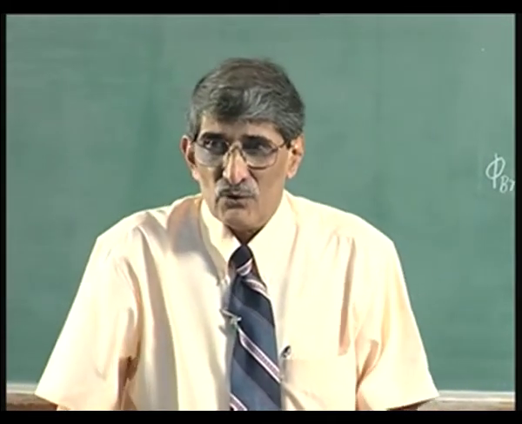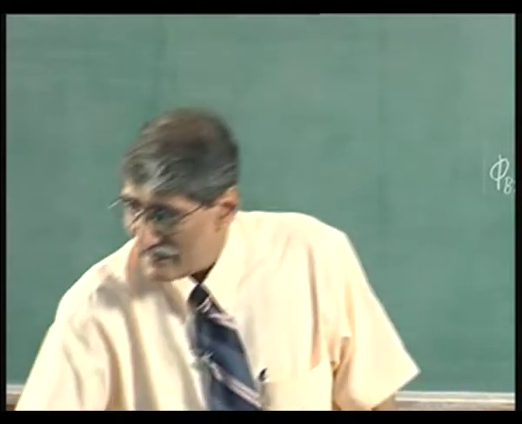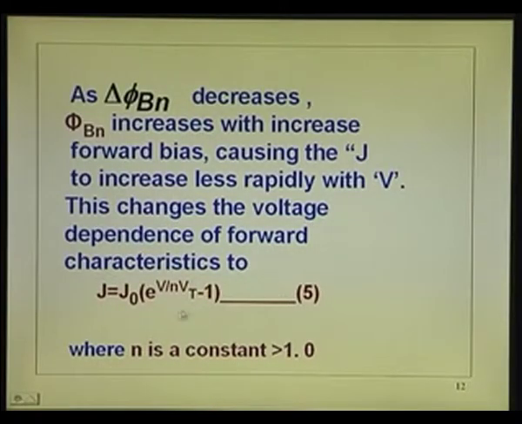Reduces. Okay. Now, usually we write the expression for the forward characteristics as J = J0 (e^(V/Vt) − 1). What is done here is to take into account the entire characteristics. You keep J0 constant, and whatever changes take place with J0, you absorb into the term n. So, when you forward bias, what happens to the value of J0? It decreases, because the barrier height increases.